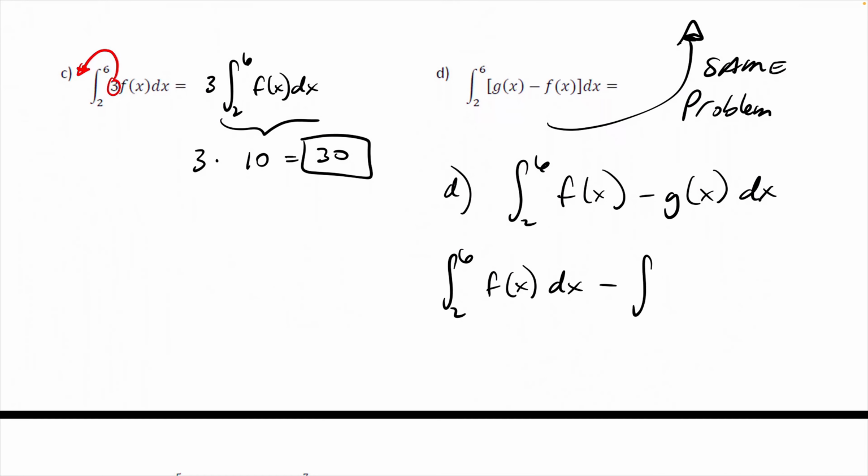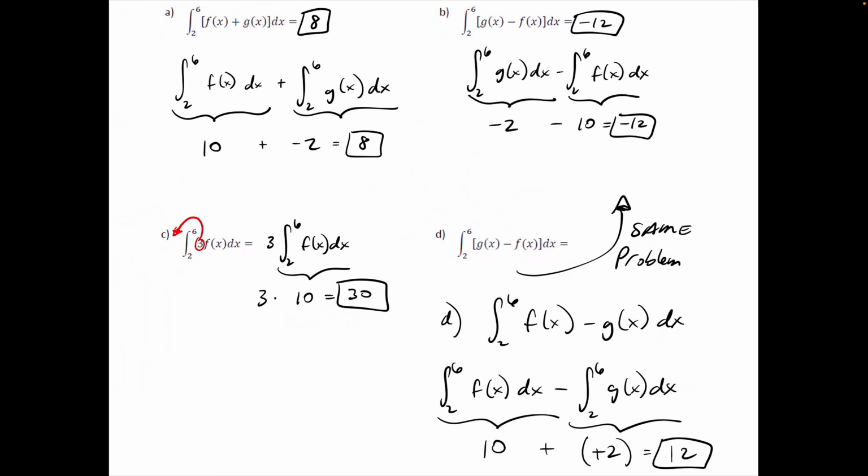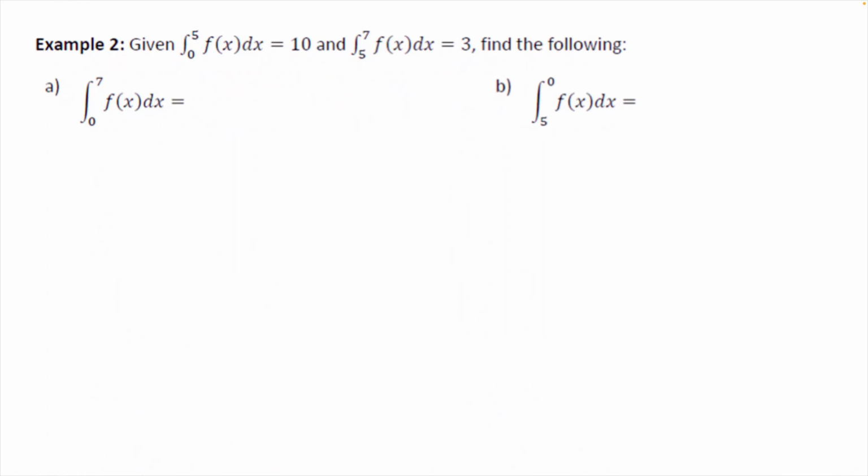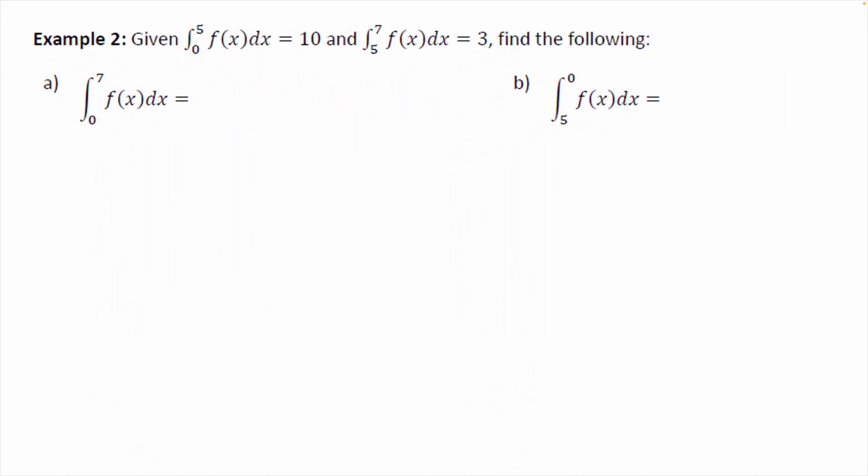Okay. All right, so let's do some of these over here now. Number 2. So for f of x, the area under the curve for f of x from 0 to 5 is 10. Same function f of x, but now it's from 5 to 7. That one's 3. Okay. What is the area under the curve from 0 to 7?